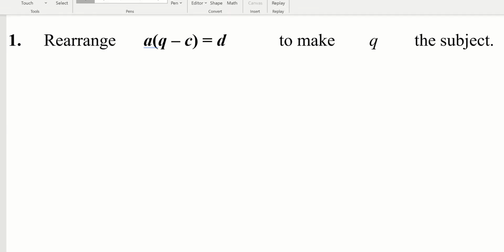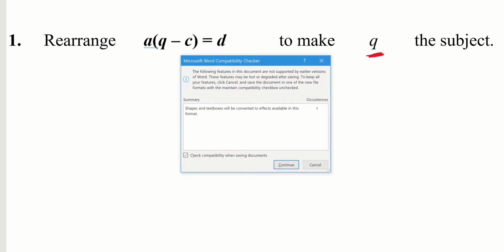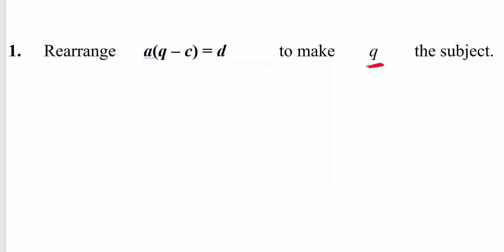The way I like to think about this is when it says make Q the subject, you're rearranging for Q equals. So you need to get rid of everything one by one. When you get rid of everything one by one, you need to start with the thing on the furthest part first. So this A is the furthest part away from the Q. It's timesing, so I'm going to take it straight over and do the opposite, which will be divide.